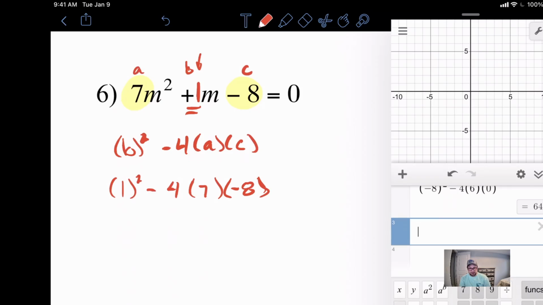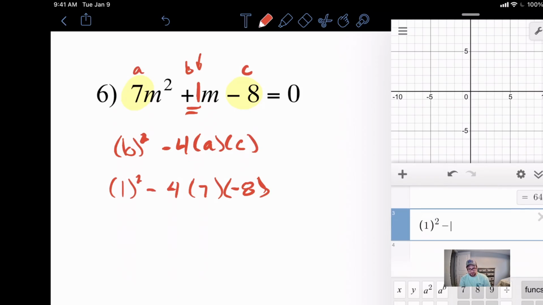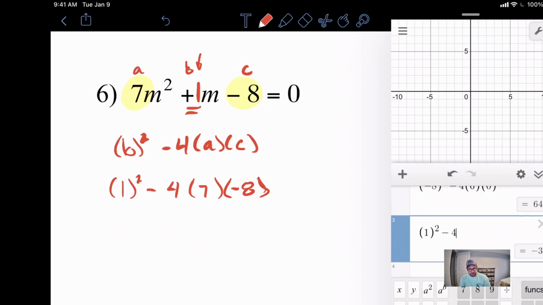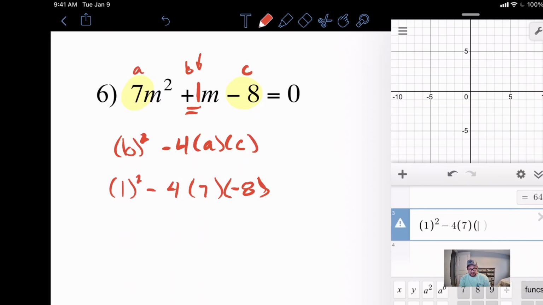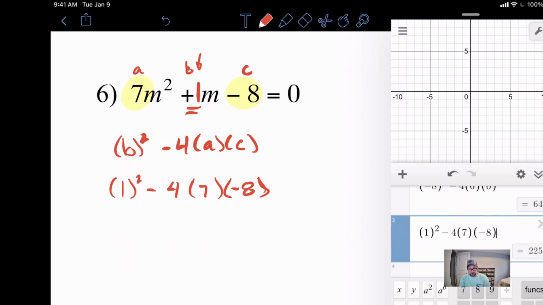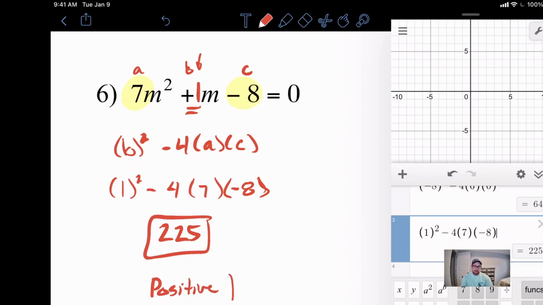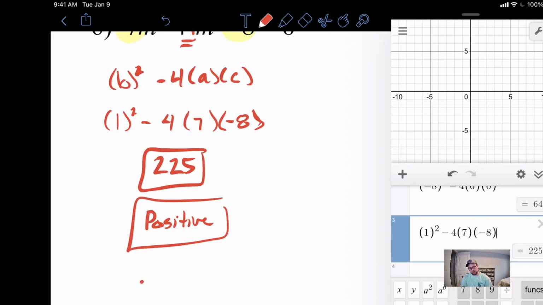So now let's punch it in. 1 to the second power minus 4 times 7 times a negative 8. And it looks like we get 225. Now, 225 is a positive number. And since it's positive, that means we are going to get 2 solutions.